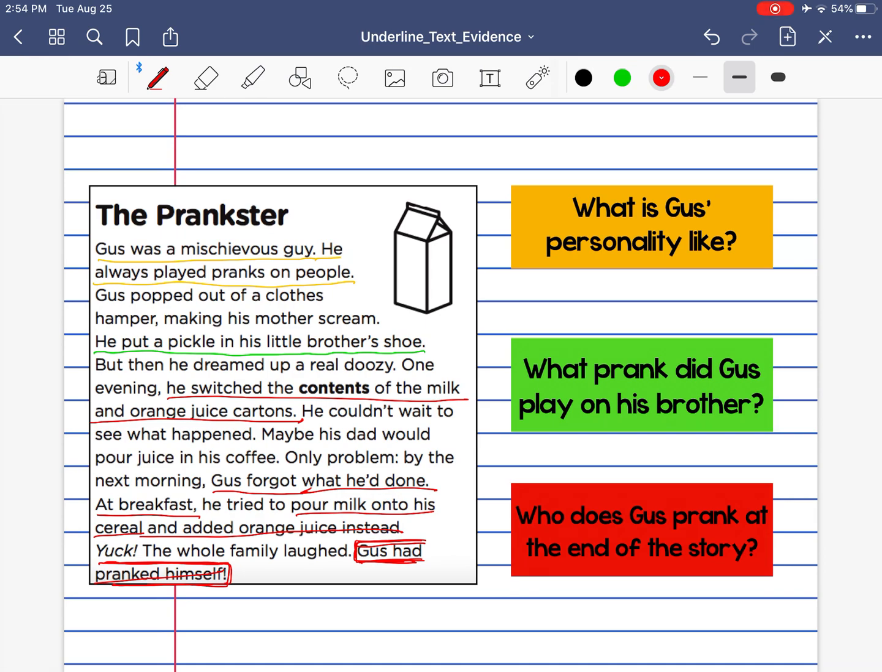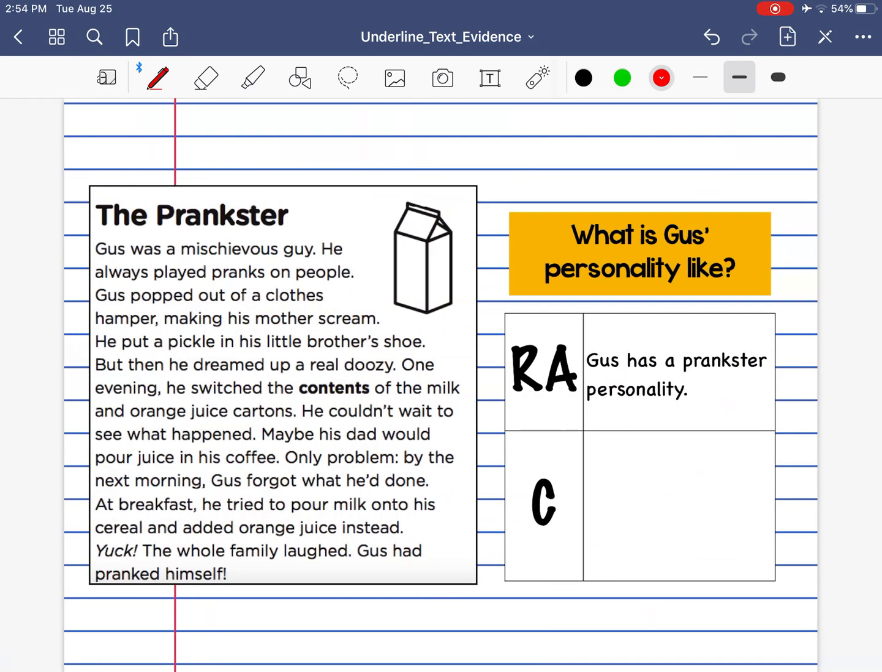I'm showing you that if you have the same kind of question, if you have a written response question, you're using the RACE strategy, you can go back into the passage and underline your text evidence. And that will make it easier for you when you go to write that C sentence. So I'm going to show you that. We got the same little passage here, and we're going to write out what we know about RACE, the R, A, and C, to the answer to this question. What is Gus's personality like?